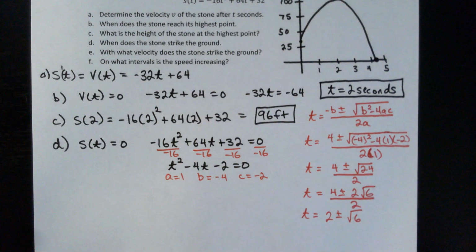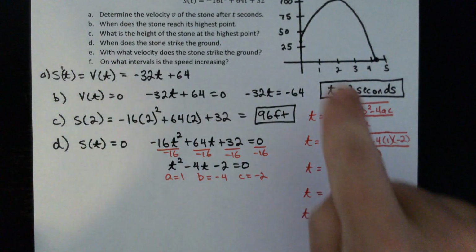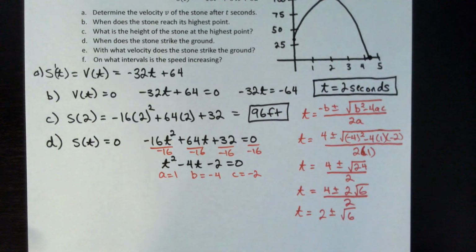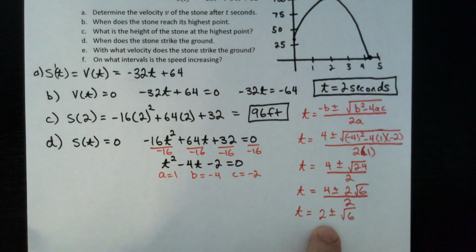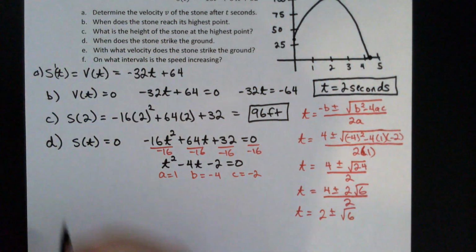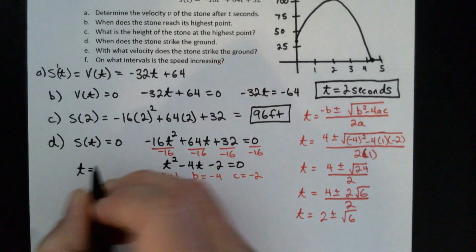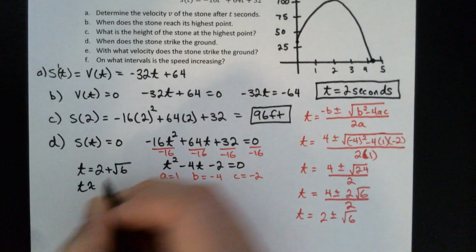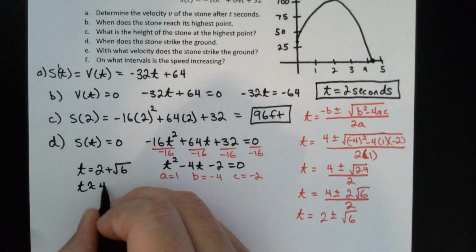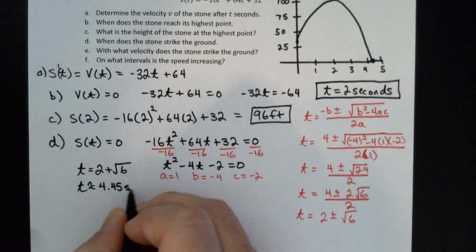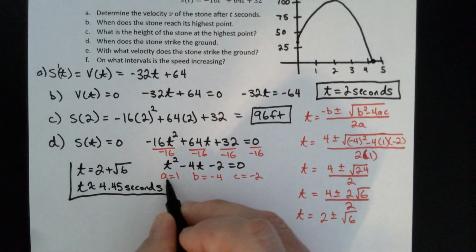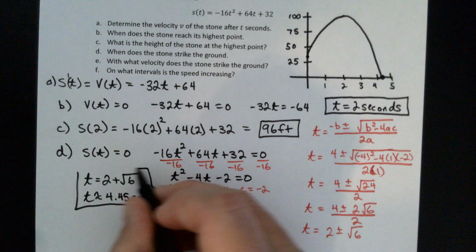Okay, so we're looking for which one of those is positive, because looking at the graph, we don't care about the part of the parabola that came over here. We only look at this. So you can see that the minus case, 2 minus square root of 6, would give me a negative answer, which I don't want. So I'm going to use the positive answer. So I'm going to say this one is t equals 2 plus square root of 6. And if you want an estimated answer, that's going to be 4.45, and this is seconds. Okay, so this is the exact answer and the estimated answer.